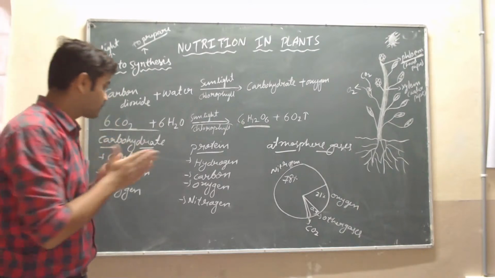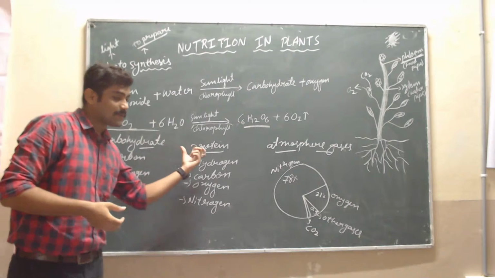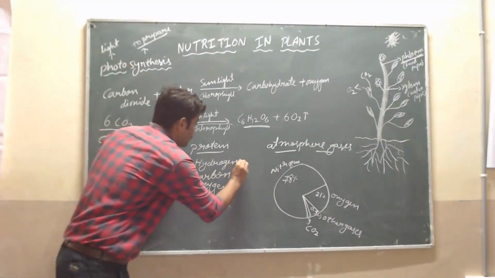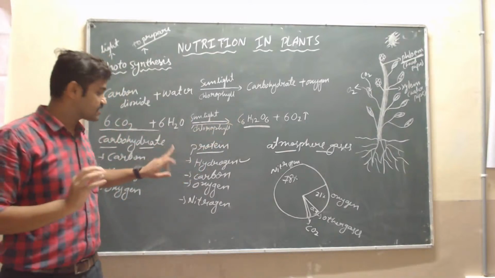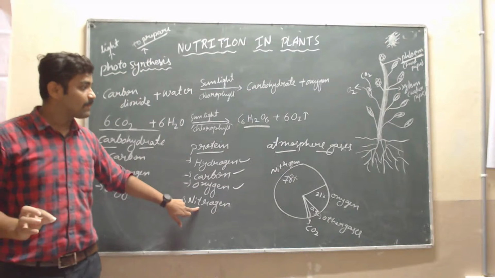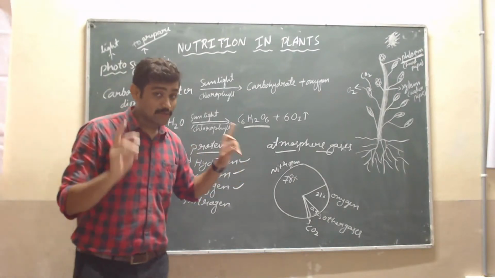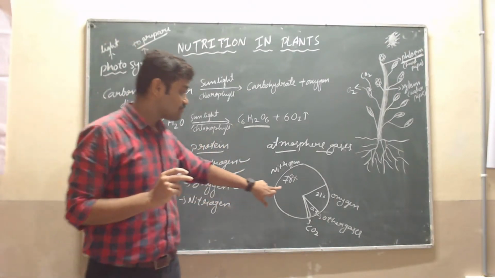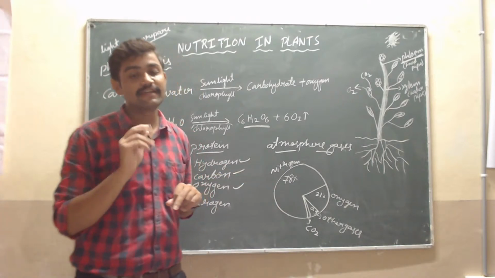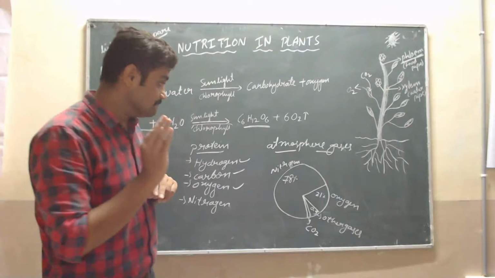You should have got a hint: to prepare protein, hydrogen is there, carbon is there, oxygen is there, but nitrogen is not there for plants. In our atmosphere 78% of nitrogen is present.